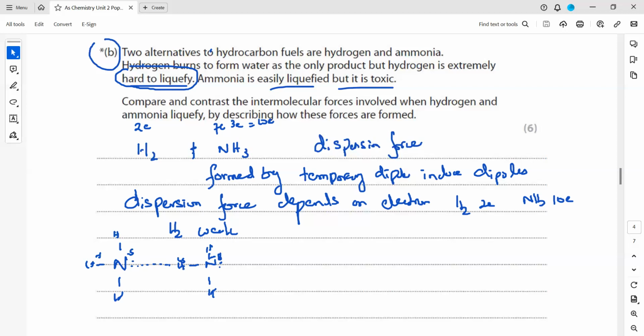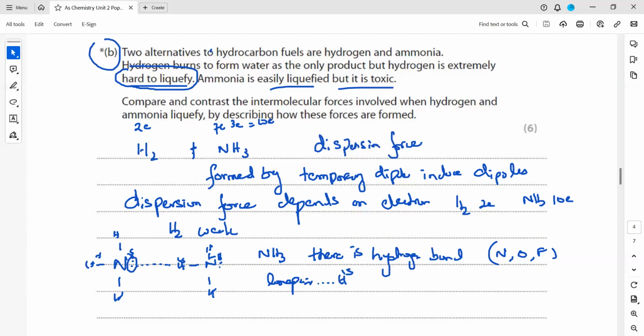So in case of ammonia, there is a hydrogen bond. And why is there a hydrogen bond? Hydrogen bonds are formed when hydrogen is bonded with a more electronegative element such as oxygen, nitrogen, and fluorine. And it's not just any attraction between them that is a hydrogen bond. It is the attraction between the lone pair and the partial positive hydrogen that results in the formation of a hydrogen bond.